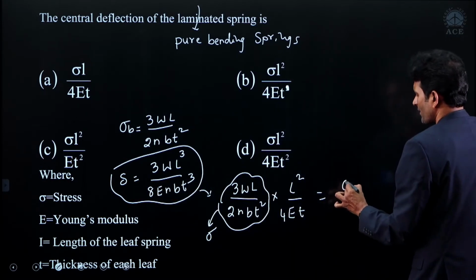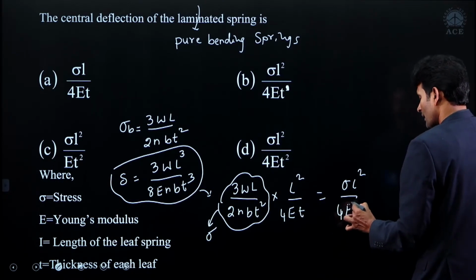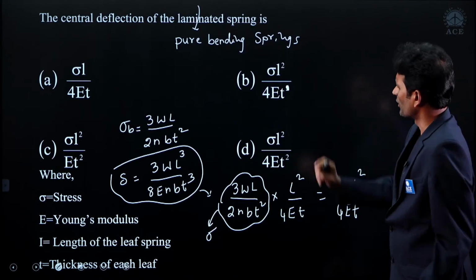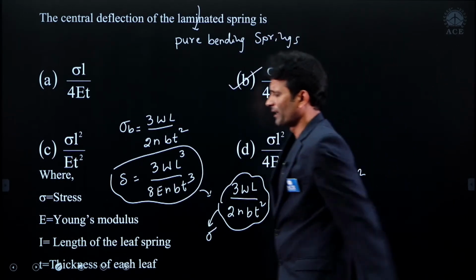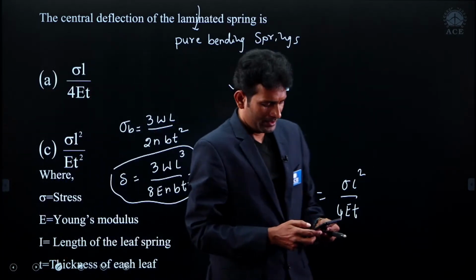If you simplify, sigma L square divided by... this is purely an AE question. Look here, sigma L square divided by 480. That is the option we are having, right?